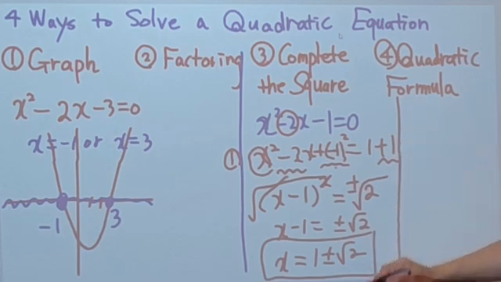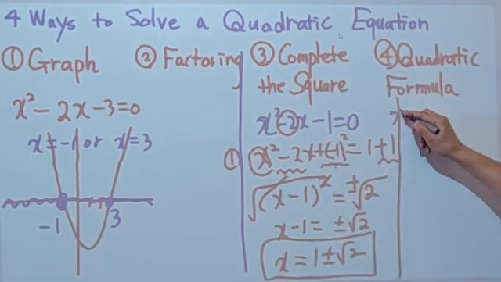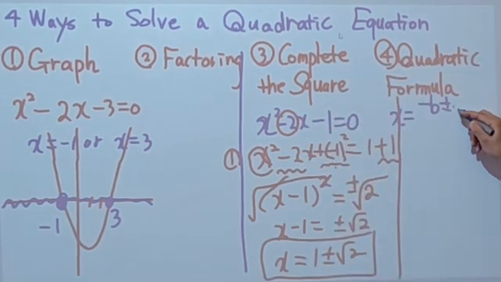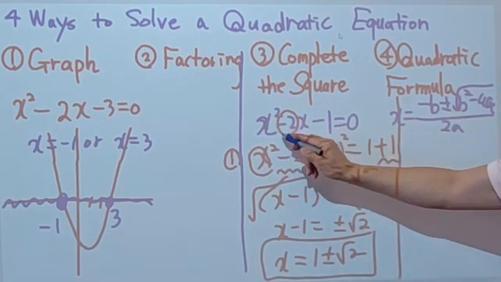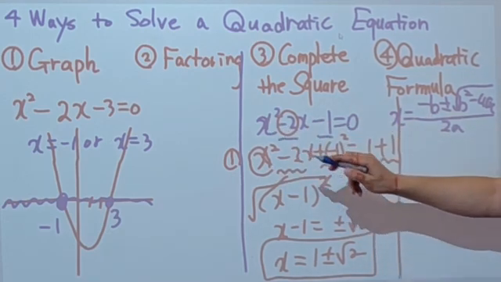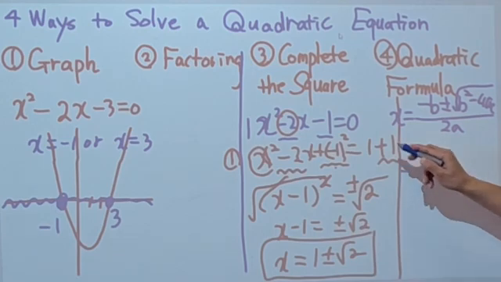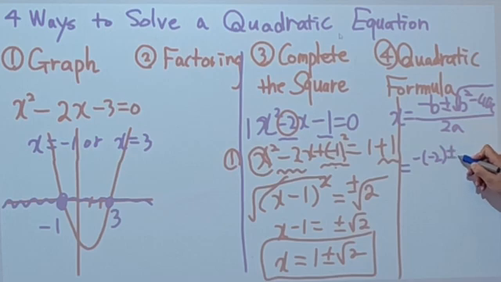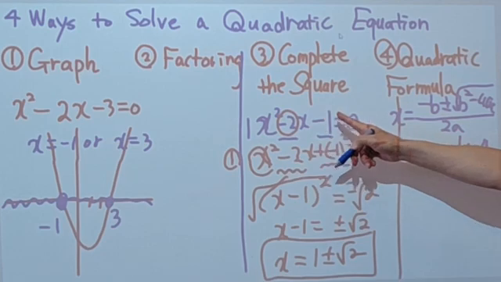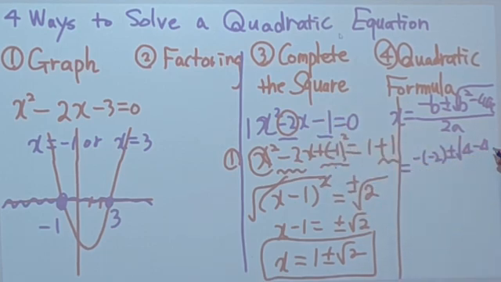The quadratic formula is x equals minus b plus or minus the square root of b squared minus 4ac, over 2a. So a is 1, b is -2, c is -1. I'm going to plug in here. b is -2, so -(-2), and plus or minus b squared, that's (-2) squared, that's 4, minus 4 times a, which is 1, times c, which is -1, so that becomes plus 4. Then 2a, where a is 1.